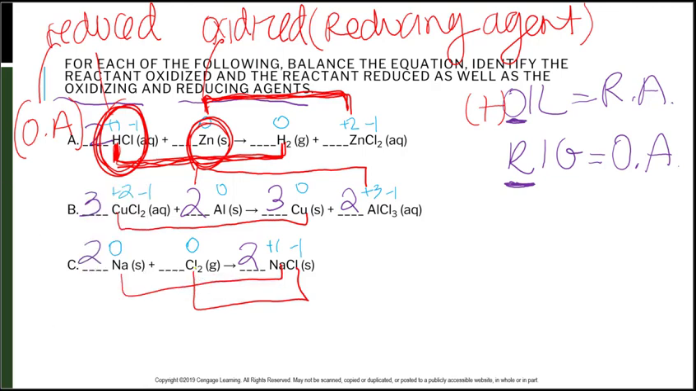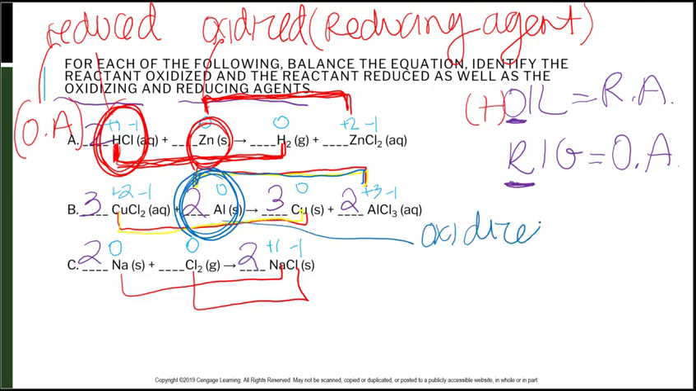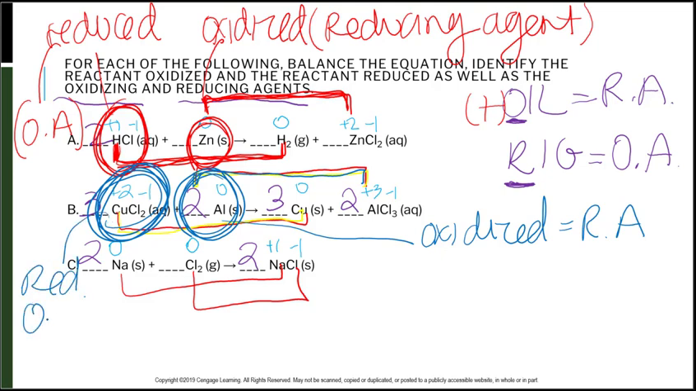Changing color. My copper went from +2 to 0, and the aluminum went from 0 to +3. So again, it's easier for me to see the drastic going to positive here. So my aluminum became more positive. My aluminum was oxidized, which means it's the reducing agent. And therefore the copper chloride, remember we looked at that whole unit, the copper chloride is being reduced, and so it's the oxidizing agent.